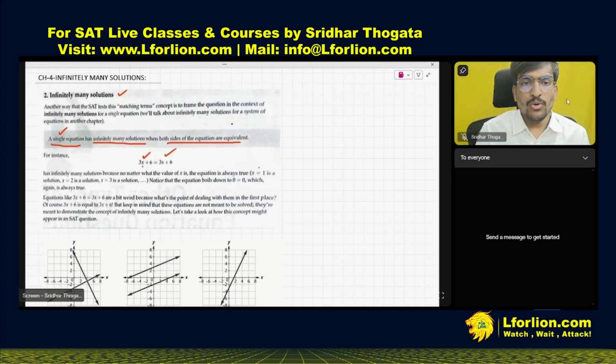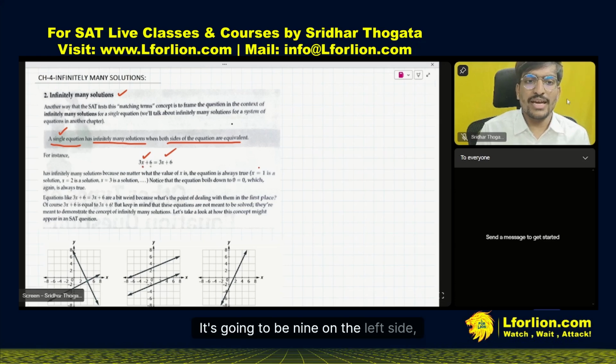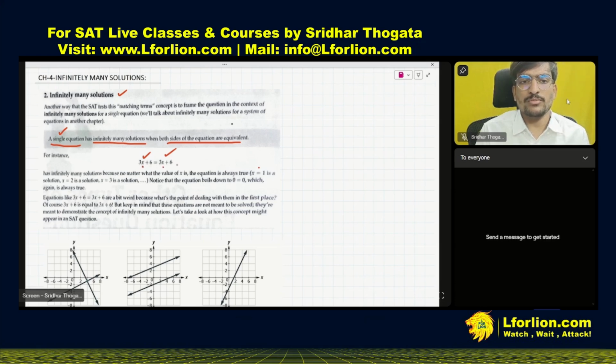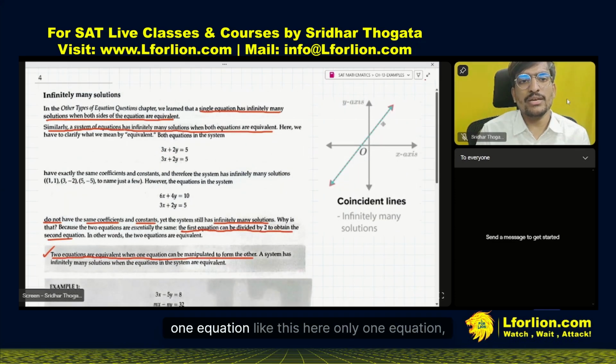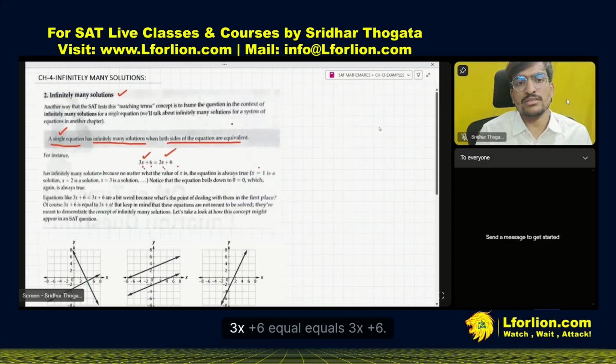If you keep 1, it's going to work. It's going to be 9 on the left side, 9 on the right side. If you keep 0, it will be 6 on both sides. So it will be 6 equals 6. So it's going to work for all. But in a system of equations, it's not going to be one equation like this. Here only one equation, 3x plus 6 equals 3x plus 6.